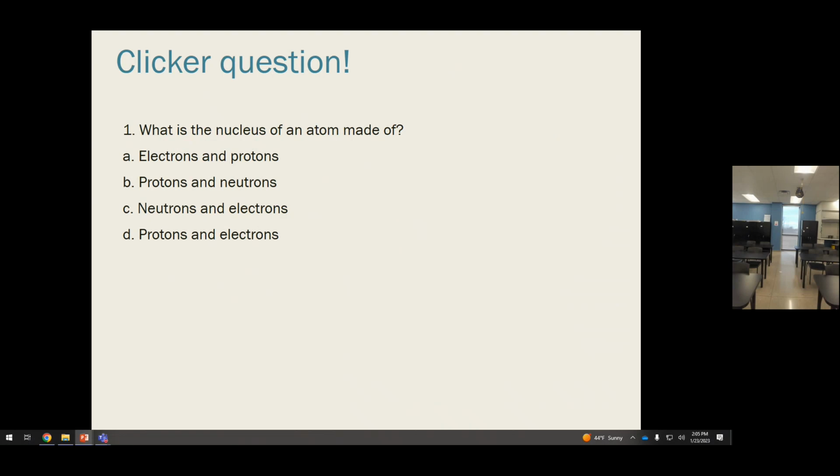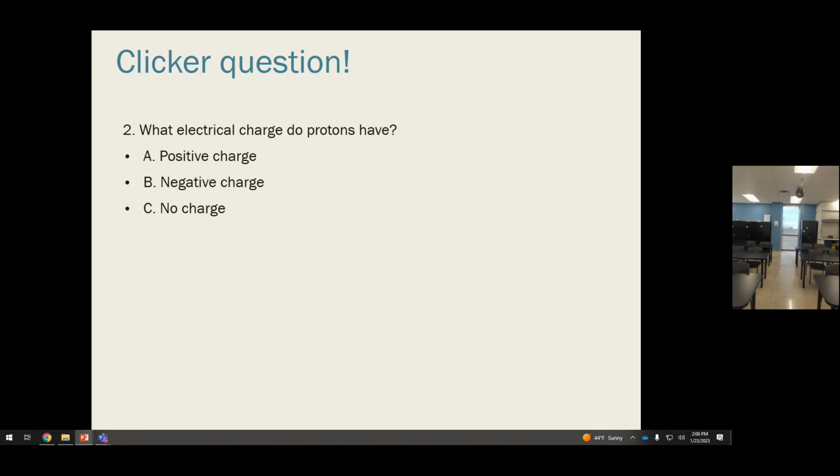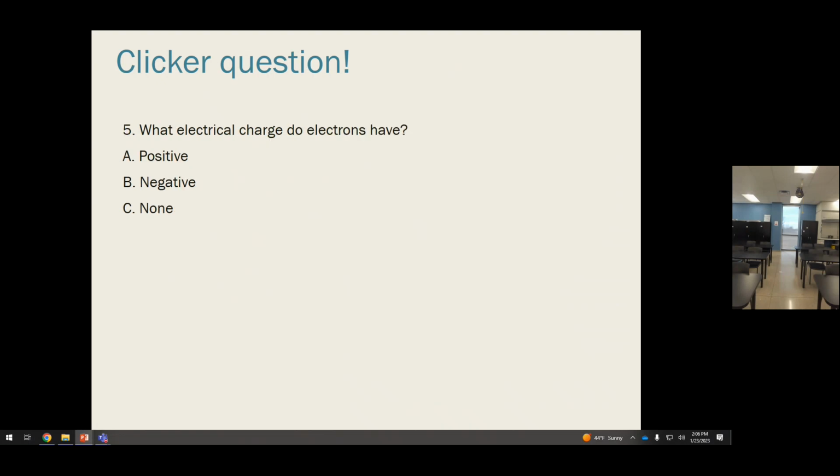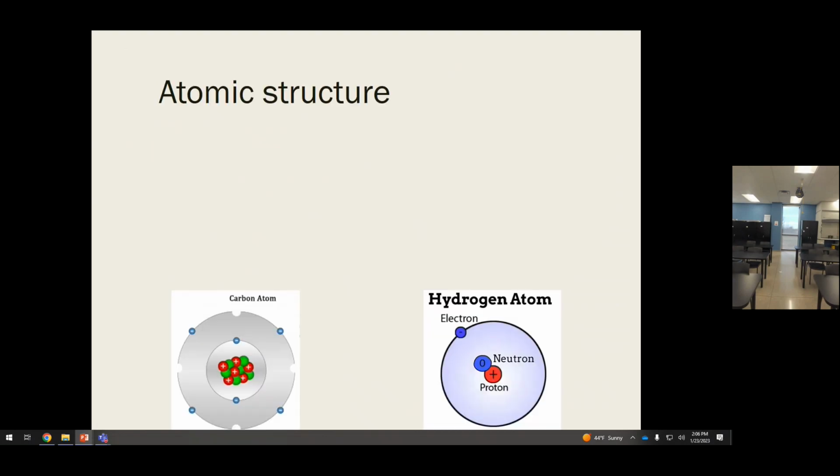This is question number 1. What is the nucleus of an atom made of? Pause the video and answer. The answer is B. Number 2. The answer is A. Number 3. The answer is C. Number 4. The answer is D. Number 5. The answer is B.